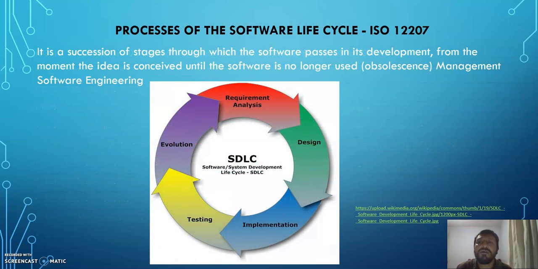Finally, the process of the software life cycle is the succession of stages that starts with the software's development from the moment of the idea, the concept, until the software is launched and used. Management, software engineering. Requirements analysis, design, implementation, testing, evolution.